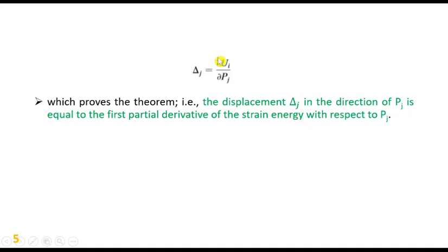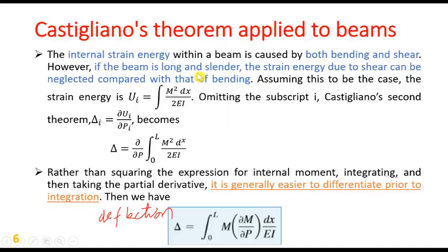If you take the partial derivative of strain energy with respect to load applied, it will give you deflection. Castigliano's theorem applied to beams. The internal strain energy within a beam is caused by both bending and shear. But shear will be neglected when the beam is long and slender. If the beam is long and slender, the strain energy due to shear can be neglected compared with that of bending. So we will take bending and we will neglect shear if the beam is long and slender.